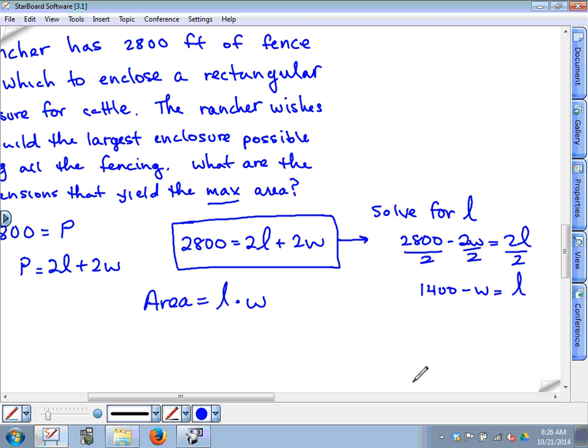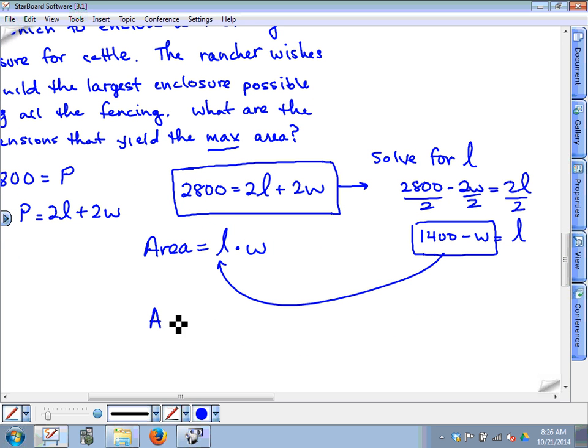Exactly. We don't know the exact length, but we know the length in terms of W, so we can take this expression in terms of W and plug it into the area formula. That would give us a function in terms of only W. So now you take this is what L equals, you plug it into here, and you get that area is now equal to, instead of length times width, it's 1400 minus W times W. That's a function now, because it only has one unknown. It only has the width.